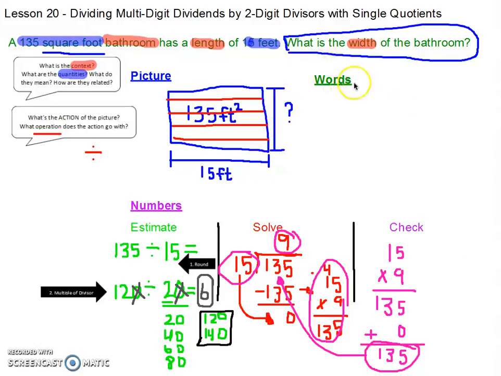And finally, we want to have our answer in words. So we're always solving with pictures, numbers, and words. And really, we want to look at our question to help us frame our sentence for our answers. What is the width of the bathroom? So I'm going to take this last part of my question and put it into my answer. And my answer is the width of the bathroom is 9 feet. And I got the 9 from my answer here. And my feet, I know because when I was looking at my context and my quantities, that feet was the unit that we were using.